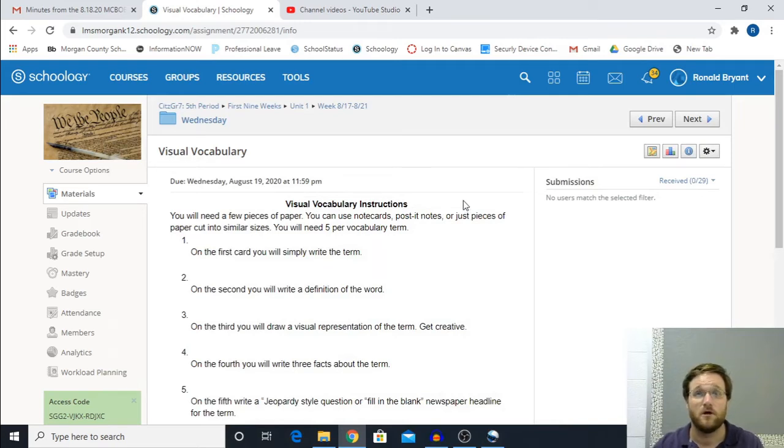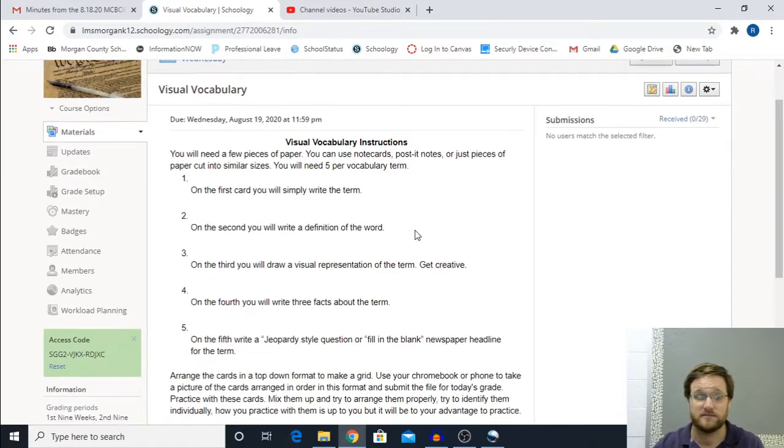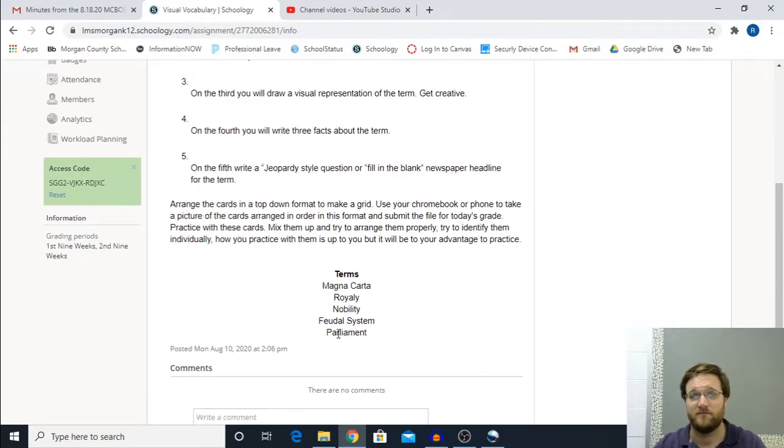Okay guys, so we're going to look at visual vocabulary for this Wednesday's assignment. If I didn't get a chance to cover it in class, what we're going to be doing is working through the vocab of these terms right here. This one is Magna Carta, royalty, nobility, feudal system, and parliament.